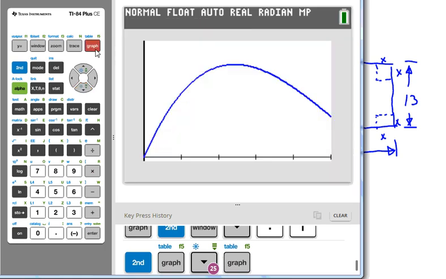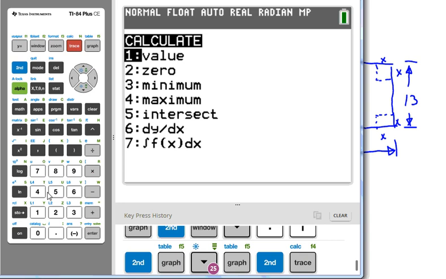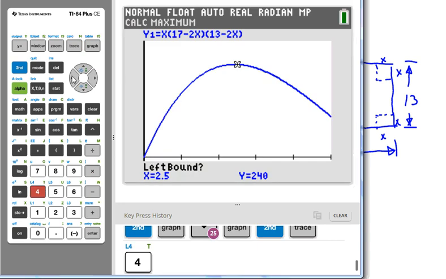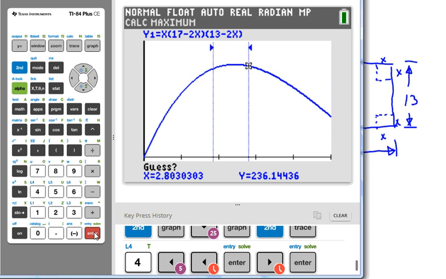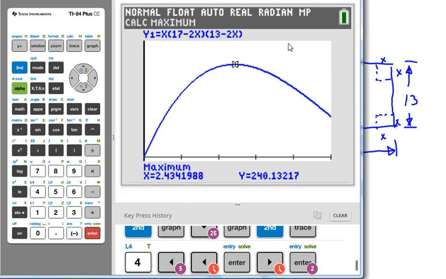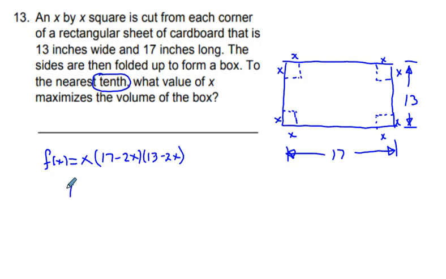And then if you want to see this in the graph, you can go to second trace and get maximum, and it says left bound here. So we go to the left of the maximum, press enter. Now it says right bound, so we scroll over to the right of the maximum, press enter, and enter one last time, 2.43. So 2.4, we'd say x is approximately 2.4 inches. And if you said equals 2.4 inches, that's going to be correct also.